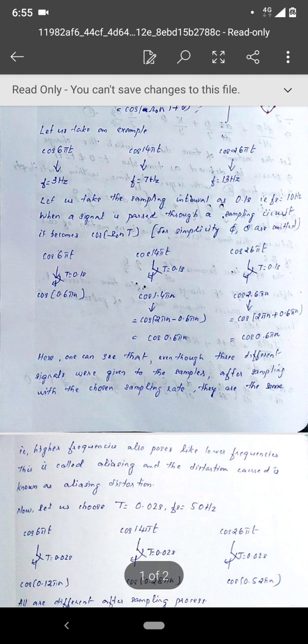So I have pictorially represented it. What happens when that is done? Small t will be simply replaced by n capital T. T is already specified, that is 0.1. So when you substitute, cos 6 pi t becomes cos 0.6 pi n. Likewise, cos 14 pi t becomes cos 1.4 pi n. Likewise, cos 26 pi t becomes cos 2.6 pi n.